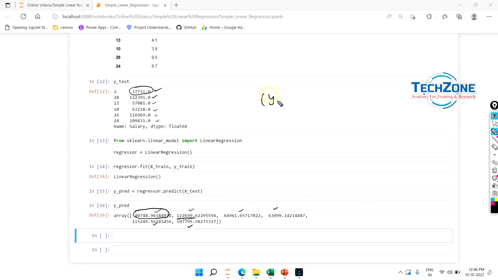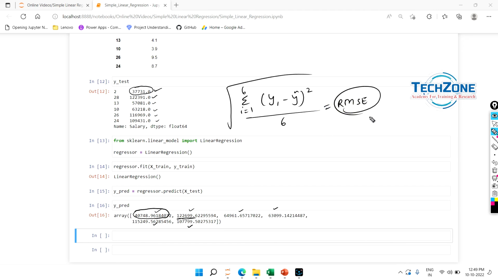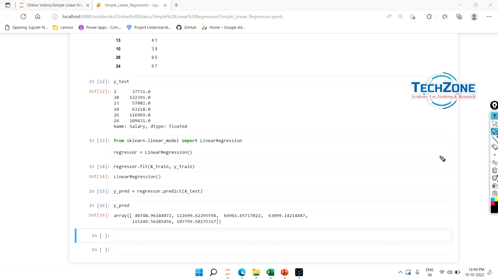The first two values will be subtracted: y1 minus y hat, and we square. Like this, i equal to 1 to 6, because we have how many points here? 6. And then we find the mean of this. So that will become mean squared error. But we need to find the square root also, right? So root mean squared error. This value should be small. We'll go ahead and do that also. Let us write that in code as well.